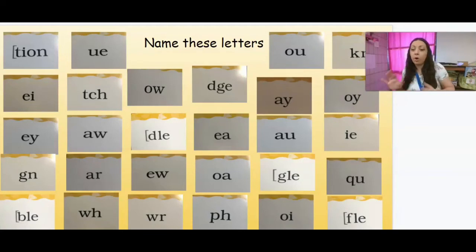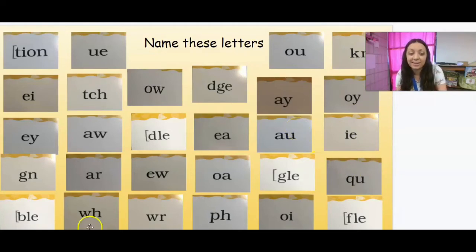Now, we're not going to do all of them today, but we're going to jump around and do a couple special ones. Are you ready? Wherever I stop, that's where you're going to say it, okay? So how about right here? Trigraph, TCH, very good. What about over here? Ghost digraph KN.